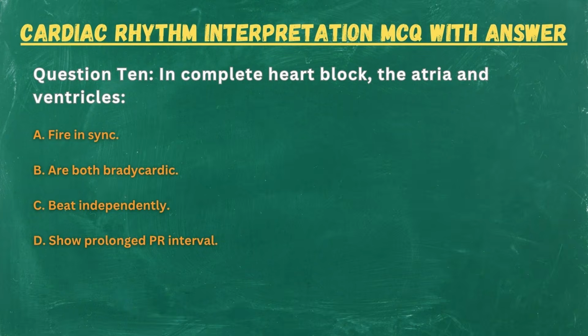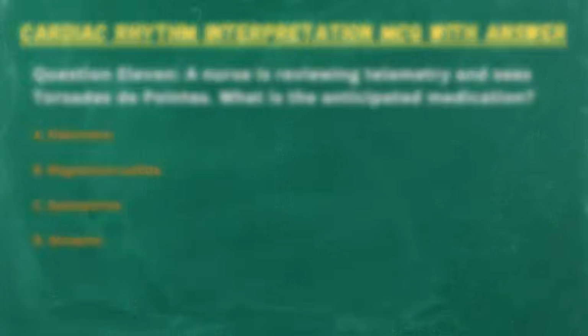Question 10. In complete heart block, the atria and ventricles: A. Fire in sync. B. Are both bradycardic. C. Beat independently. D. Show prolonged PR interval. Answer: C. Beat independently.